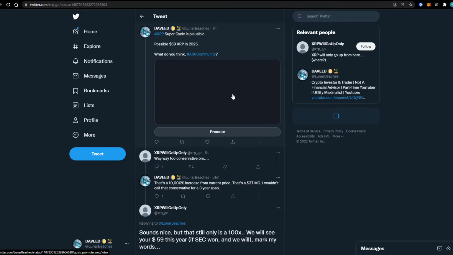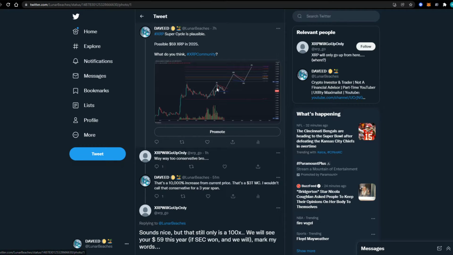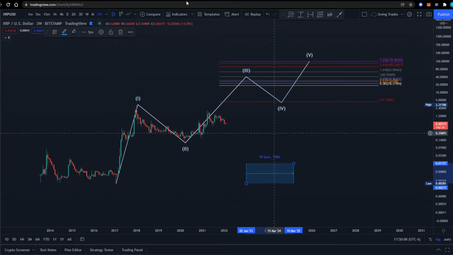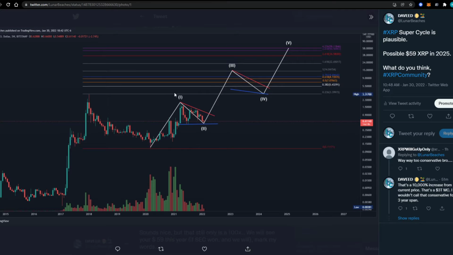I'm going to go back to my Twitter account, and I want to take a look at this graph. See where I got here. So this is on the 3 weeks. Bam, bam.